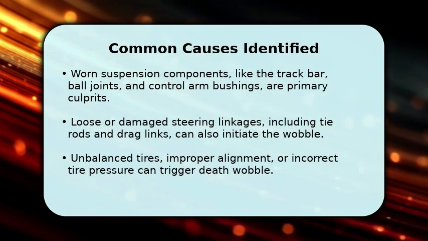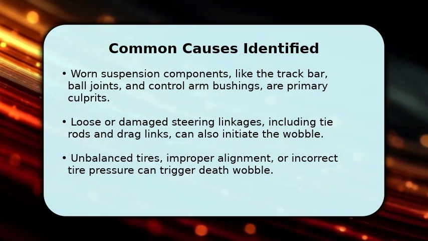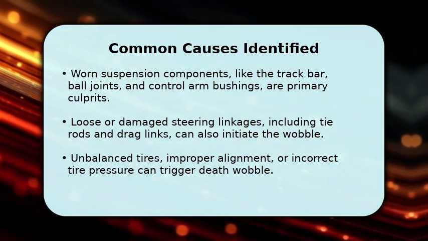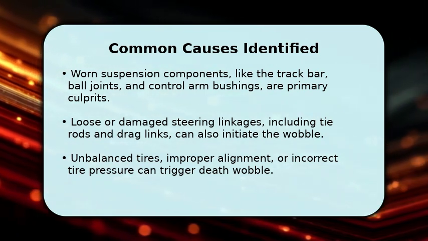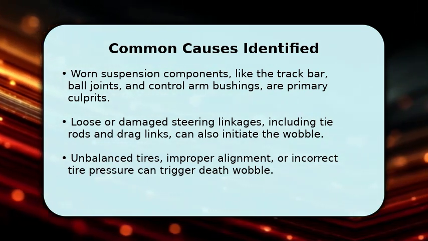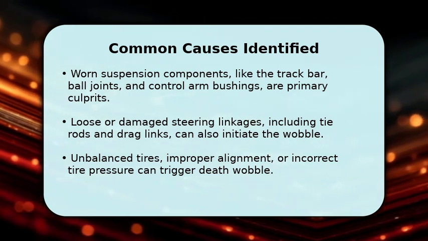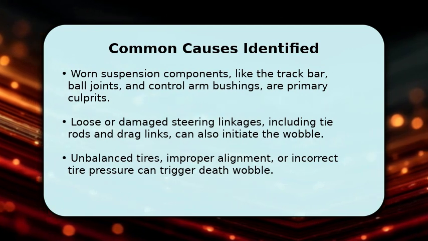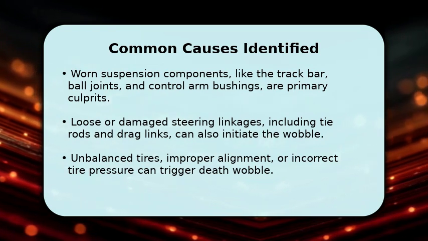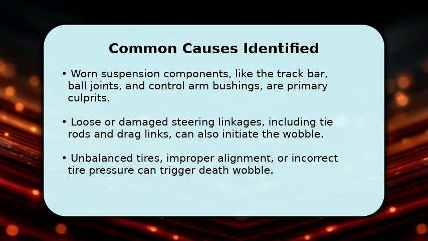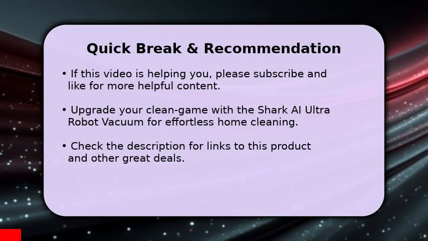Several factors can contribute to death wobble. The most common causes include worn suspension components such as your front track bar, ball joints, and control arm bushings. Loose or damaged steering linkages, like the tie rod ends and drag link, also play a significant role. Additionally, issues like unbalanced tires, improper alignment, or even incorrect tire pressure can act as triggers, amplifying existing problems in your Jeep's front end.